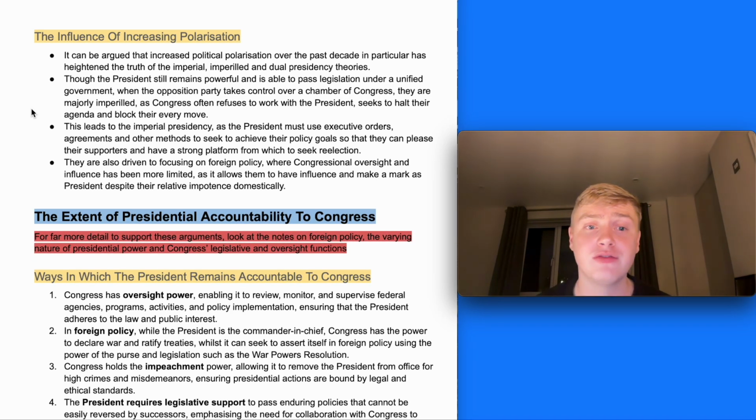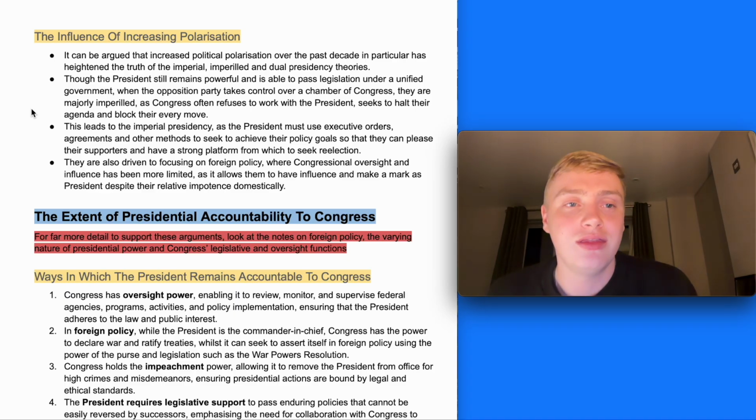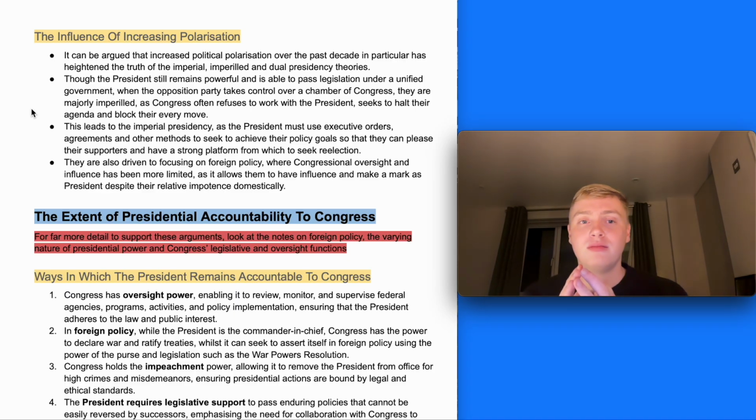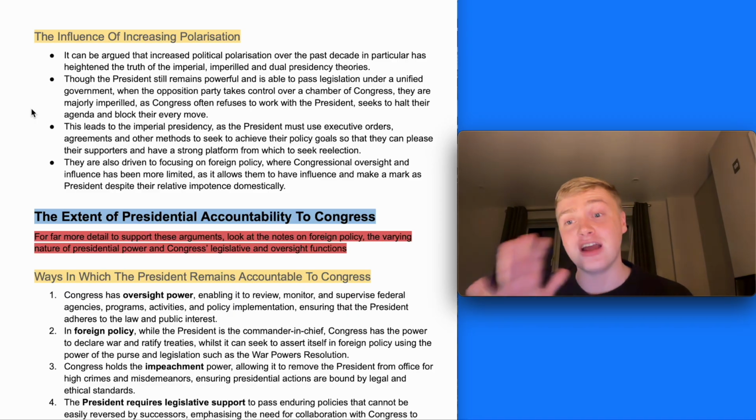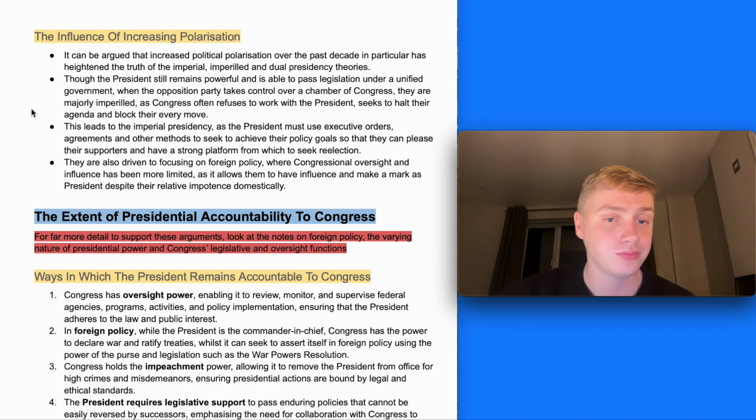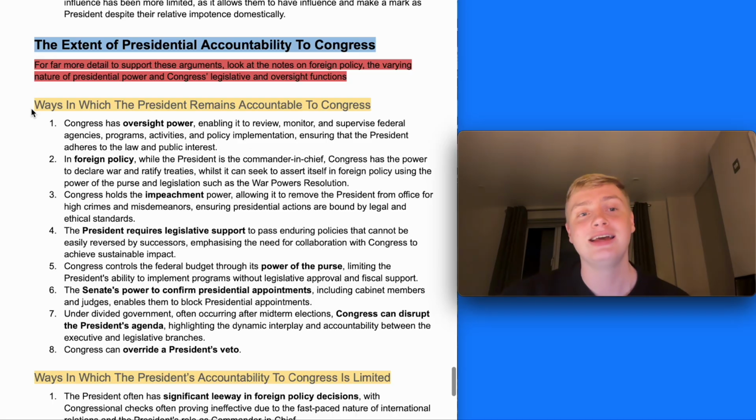And they're also driven to focusing on foreign policy, where congressional oversight and influence has been more limited, as it allows them to have influence and make a mark as president despite their relative impotence domestically. So you don't have to agree with all that, just an idea where you can talk about how the increasing polarization has led to these theories and an idea of how they potentially interact. Final quick thing we're going to have a look at is the extent of presidential accountability to Congress.